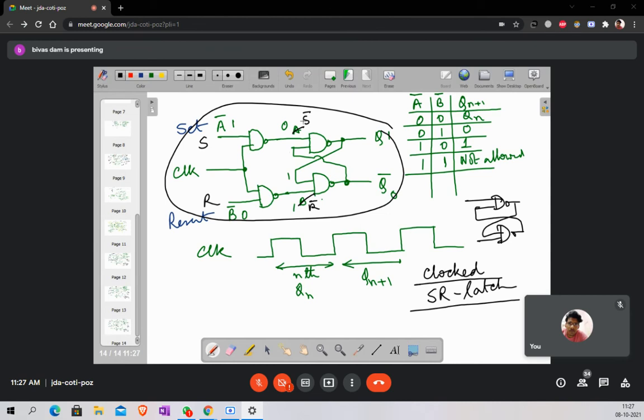This S and R, if there is any change at any point of time in S and R, what happens to that change, and at which time instant will any change in S and R get reflected to the Q1? When the clock signal is one. Is it any specific time instant? No, sir. It is quite a long period. This is this period. So over this period, whenever there is any change in S and R, that will get reflected to the Q1.